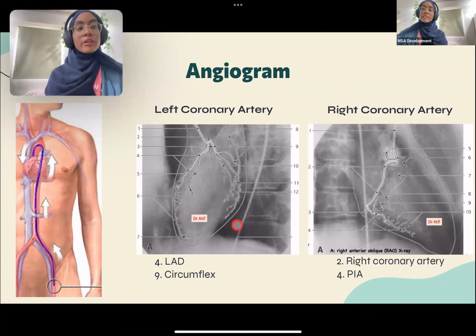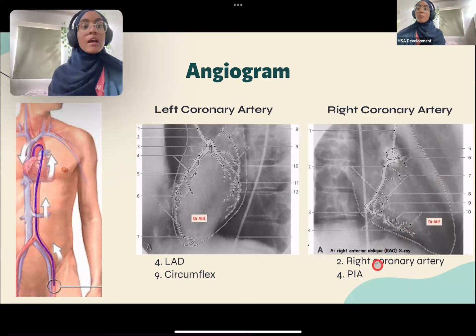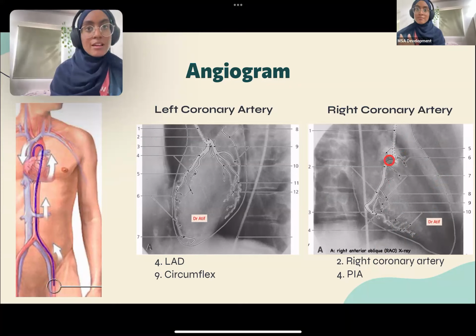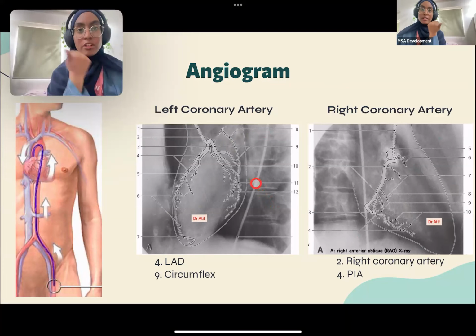Right? How do you know if this is left or right? Let's take a look at this one first. You see this L-shaped. L-shaped is right coronary artery. Okay? L-shaped right coronary artery. Thankfully, we don't have to know all of these branches. We have to know only 2 branches. Okay? Which is the right coronary artery, which is basically the main artery. Okay? It's this one, number 2. And then we have 4 is PIA, or posterior interventricular artery. Okay? For the left coronary artery, you have to also know 2 branches, which are LAD and circumflex.